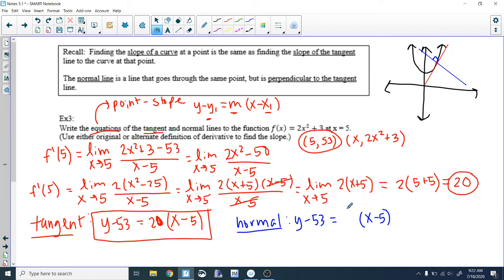The only difference is that it is perpendicular to the tangent line, so it definitely does not have the same slope. And you need to know the relationship between the slopes of perpendicular lines. Perpendicular lines have slopes that are opposite reciprocals. Opposite meaning change the sign, reciprocal meaning flip the fraction. So the slope of the normal line is negative 1 over 20. Again, you can leave your answer in that form. Oh, yay, we did it.